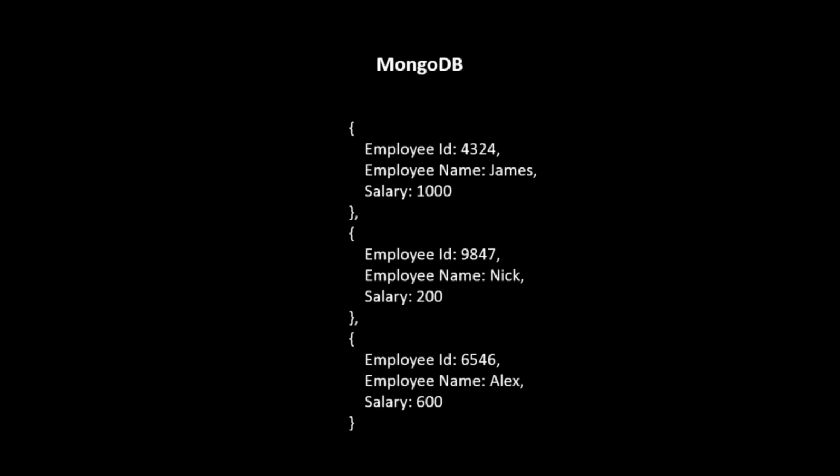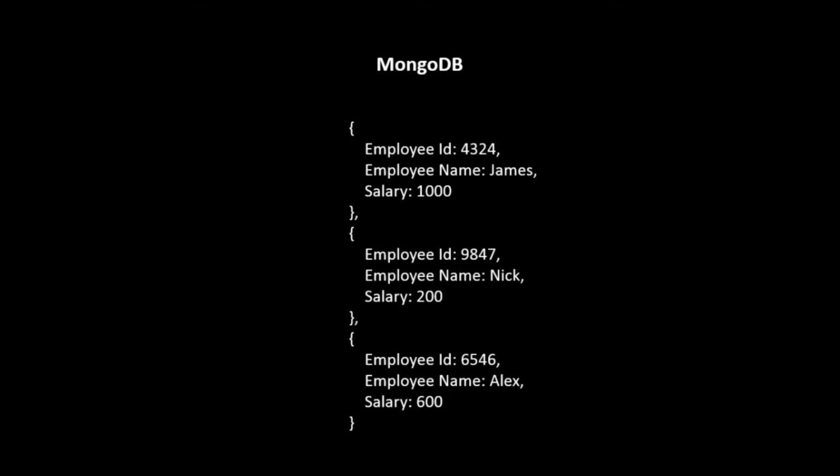Document DBMS is another type of non-relational DBMS. These databases store data in JSON-like documents, and the most popular document DBMS is MongoDB. MongoDB represents data in the form of JSON documents. Well, it's not exactly JSON, but it is super close to that. Now, to understand MongoDB better, let's use an example to compare it with relational databases.